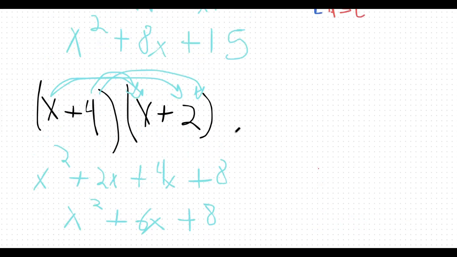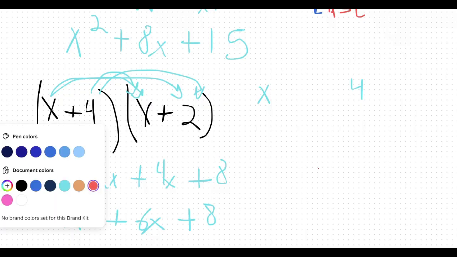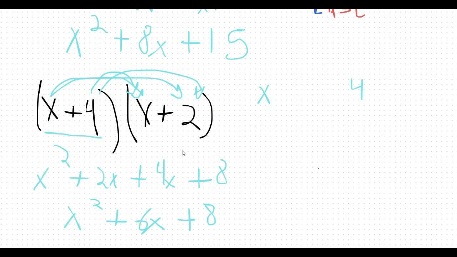All right, so I want to take a pause here to show that FOIL is a shortcut to the method, but it's actually just the distributive property, which you should know. So let's show how that works. Let's break this binomial into two expressions, x and 4. So we're breaking this binomial into two expressions. So x and 4 we've broken into two different expressions.